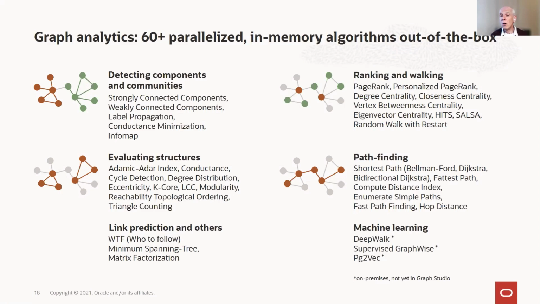In the on-premises product, what we're offering is actually three dedicated graph machine learning algorithms, which I mentioned here, bottom right, DeepWalk, GraphWise, and Graph2Vec, which are running in the graph server. This is something which we're currently only offering on-premises, but we're working on making this available in Graph Studio as we speak. Right, so that's the algorithms side of things.